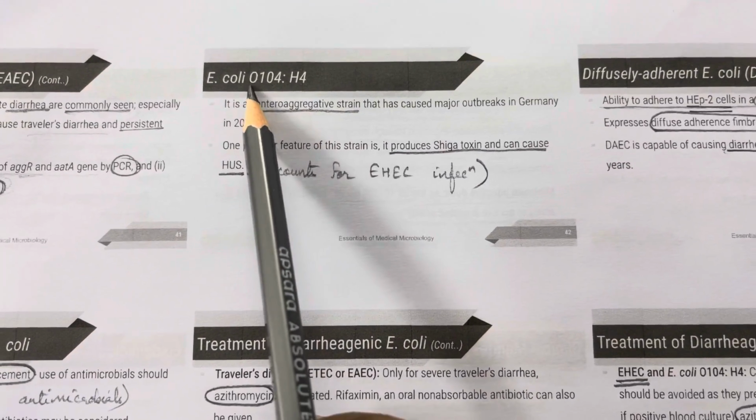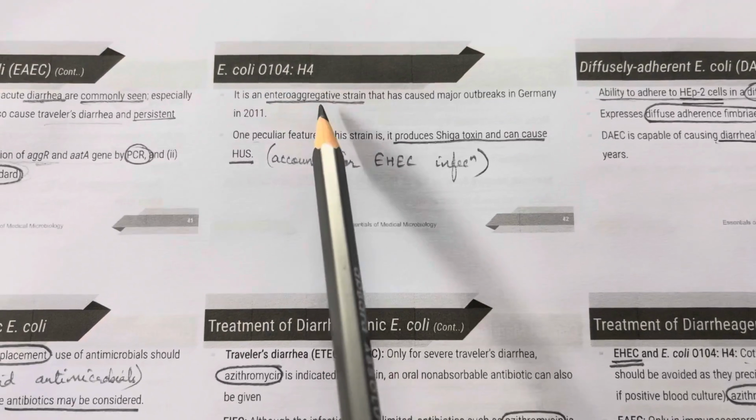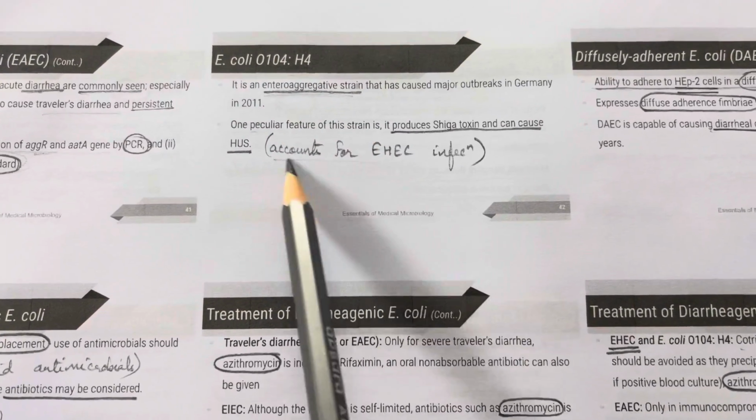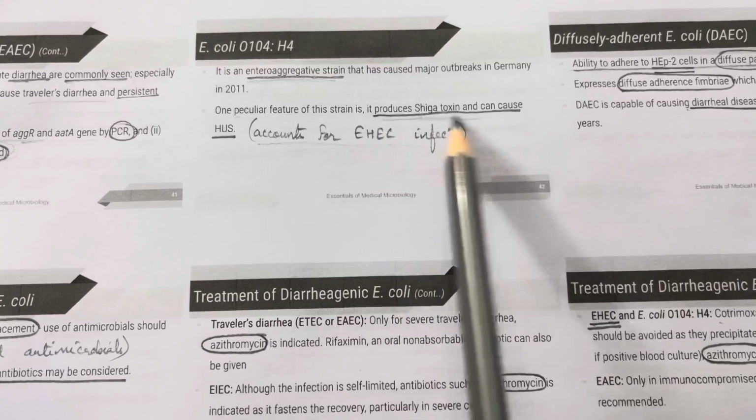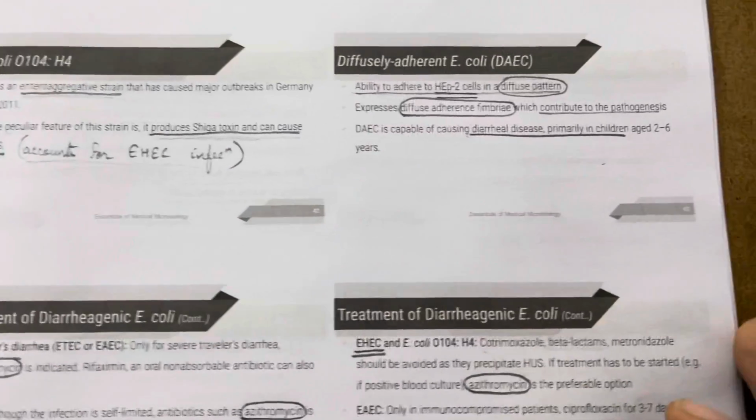And E. coli O104:H4, it is an enteroaggregative strain, accounts for EHEC infections. Okay, it produces Shiga toxin and can cause HUS.